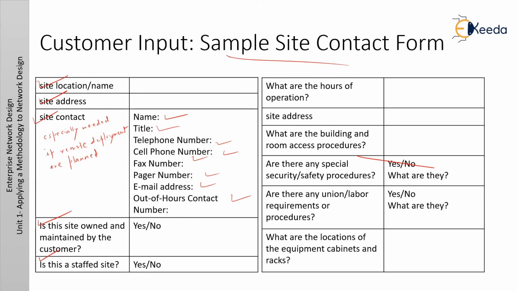Is this a staffed site? What are the hours of operation, the site address, and the building and room access procedures? Are there any special security or safety procedures, and if yes, what are they? Are there any union labor requirements or procedures, and if yes, what are they? What are the locations of equipment cabinets and racks? So this is the information included in the sample site contact form.